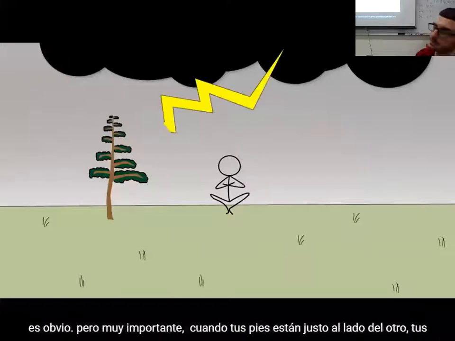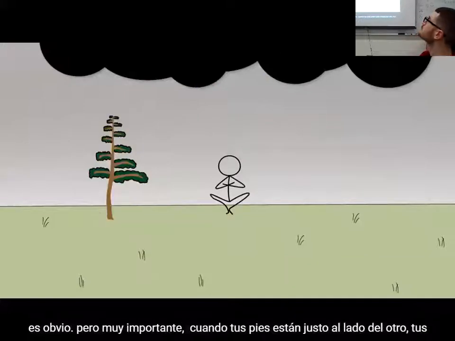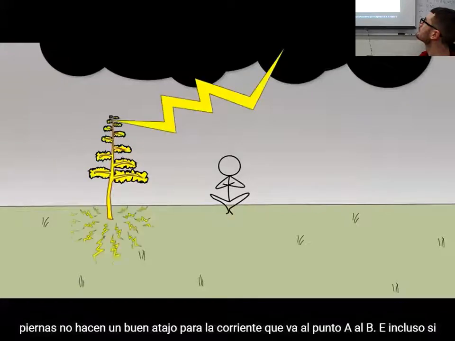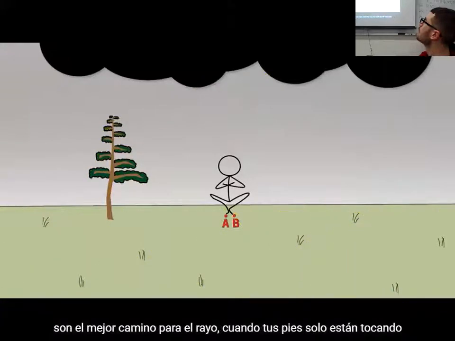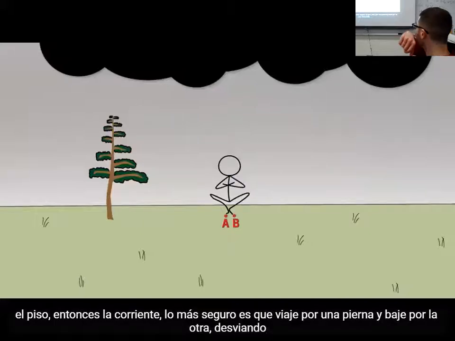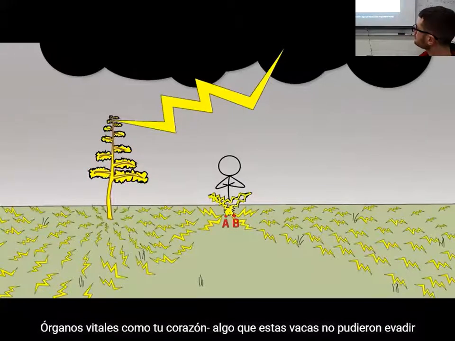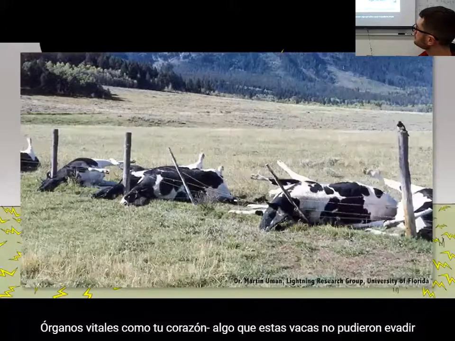Crouching low is obvious, but similarly important, when your feet are right next to each other, your legs don't make for much of a shortcut for the current to get from A to B. And even if they are the best path for the lightning, when your feet are the only thing touching the ground, then the current will most likely travel up one leg and down the other, missing critical organs like your heart, something these cows couldn't avoid.